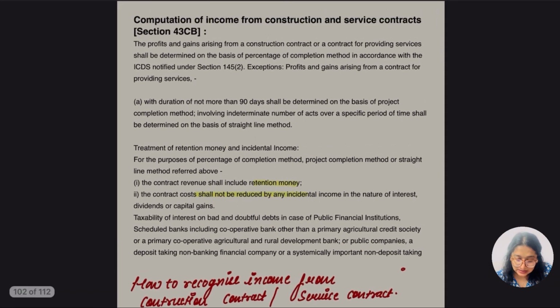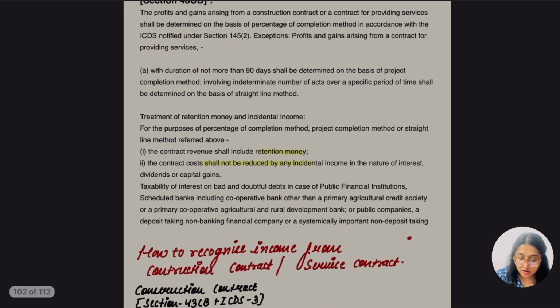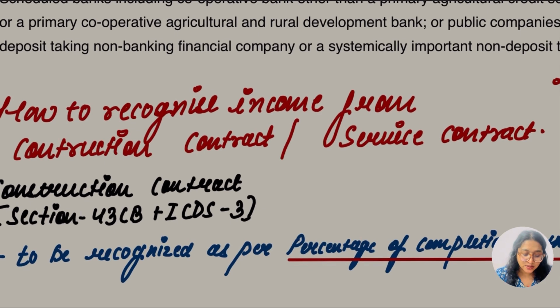Let's go for the other important section, which is 43CB, the computation of income from construction and service contract. These two scenarios are going to be different, for the construction contract and for the service contract under section 43CB. For the construction contract, we know, we have already read this in CFR. Somehow everything is connected to each other, every subject is connected to each other, if you know.